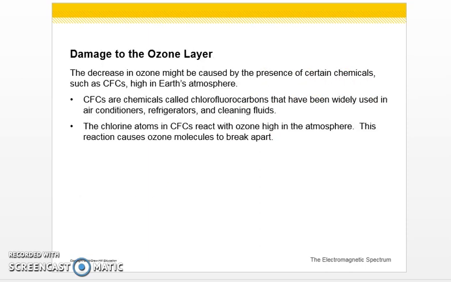The decrease in ozone might be caused by the presence of certain chemicals such as CFCs high in the Earth's atmosphere. These are chemicals called chlorofluorocarbons that have been widely used in air conditioners, refrigerators, and cleaning fluids. Basically, everything that makes our life easier as humans affects the ozone layer in a negative way. So these react with the ozone high in the atmosphere, and this reaction causes ozone molecules to break apart.